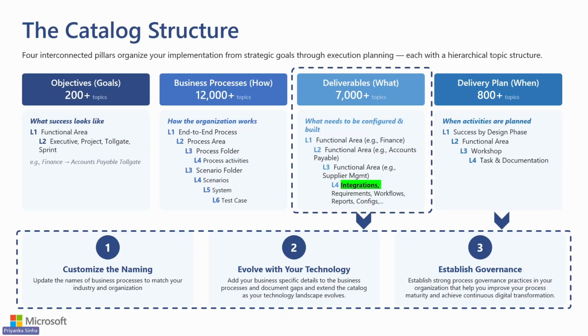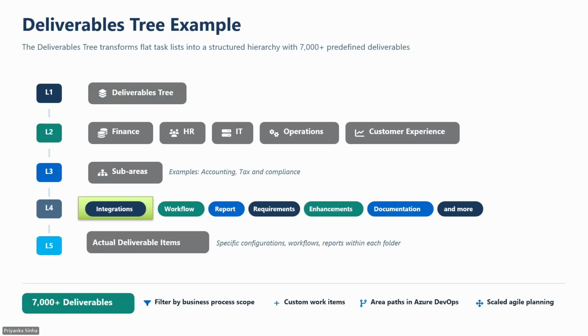The deliverable tree has a hierarchy: functional areas at the top, then sub areas, then category type like integration, workflow, report, and then finally your specific work items. So your integration work items sit at the category level under the relevant process area. So now let's zoom into the deliverable tree specifically.